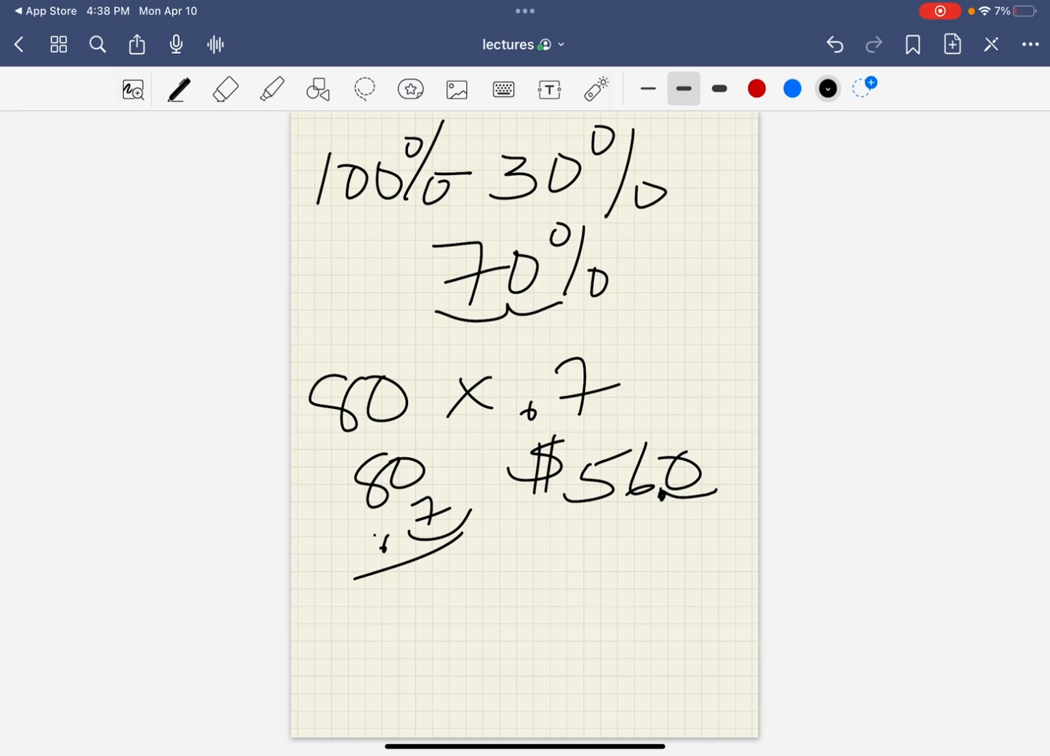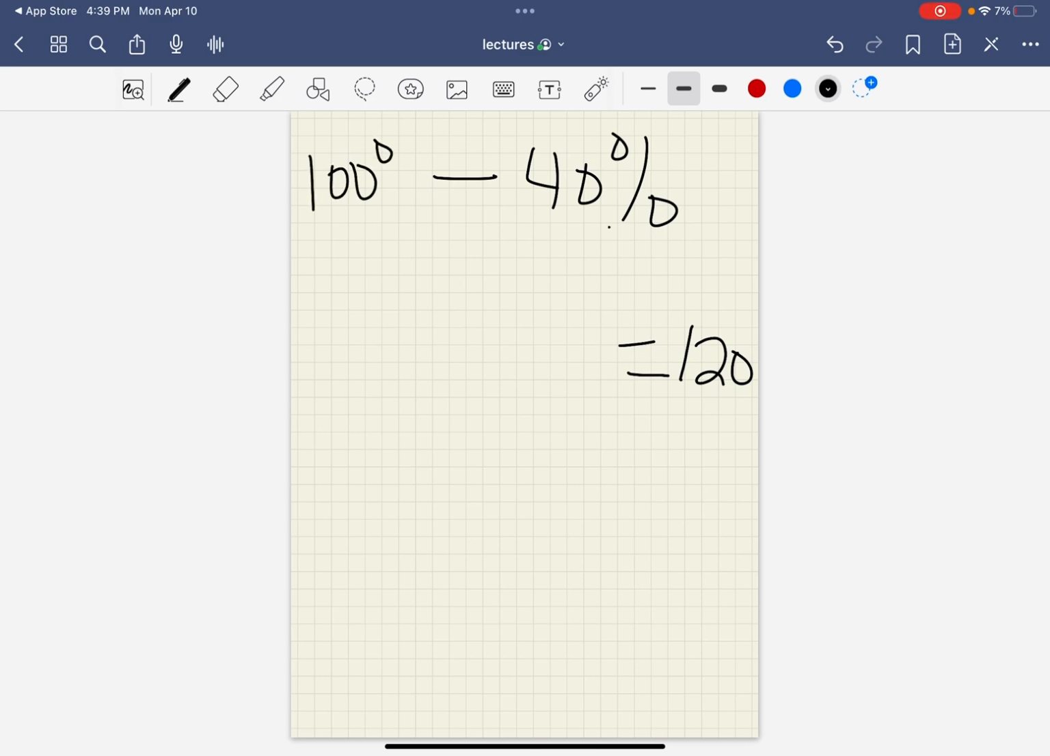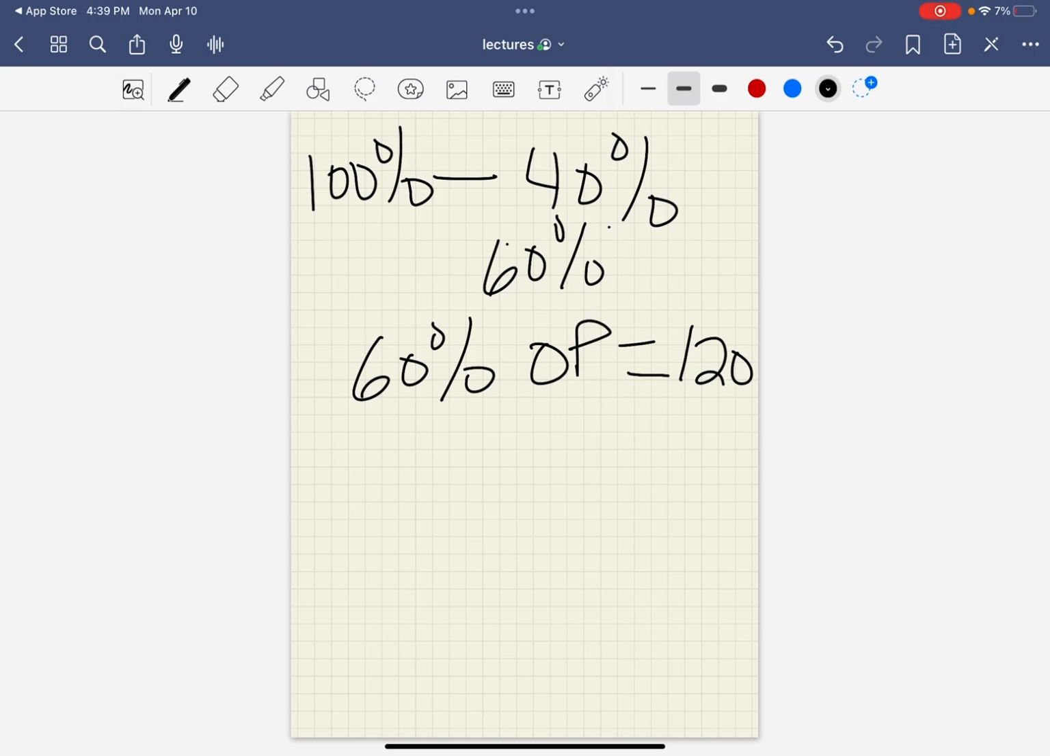All right, we have one more example. It says the sale price of the ring was $120. It had been marked down 40% for the sale. So it's marked down 40%, and we know that the sale price is $120. It says, what was the original price of the ring? Well, if the ring is marked down 40%, remember it was 100%, we mark it down 40%, what's left? Right, 60. So we know that 60% of the original price is equal to 120.